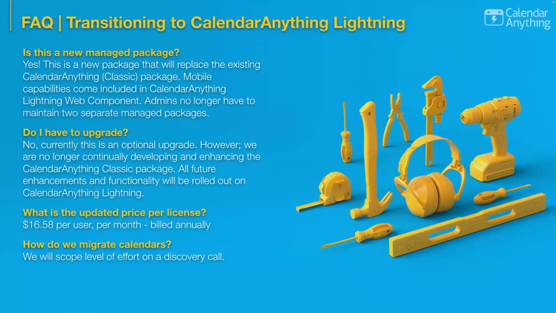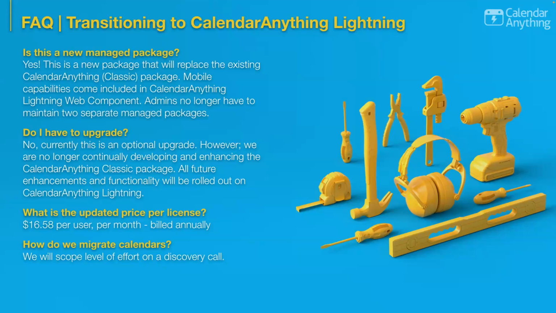So pricing now is $16.58 per user per month. It's only $4 more per user per month than the Classic license. And now you get a full scheduling and calendaring application in one. So definitely something to keep in mind for you there. We do plan to sunset CalendarAnything Classic in December of 2026 currently. So something to keep in mind as you start to find the bandwidth on transitioning.